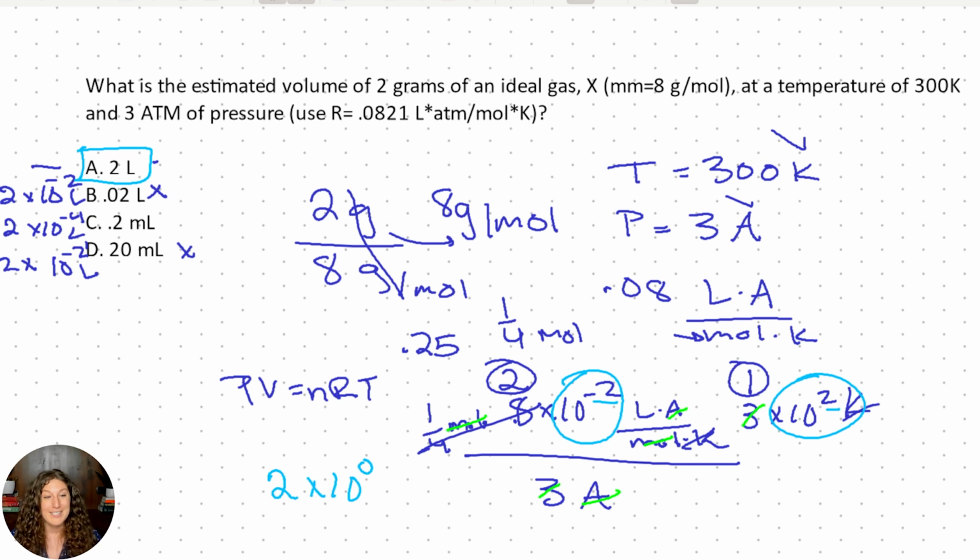If we were at STP, I give you full permission to use 22.4 liters per mole and then just multiply by the moles to get our numbers here. But we weren't there, so we had to use our full ideal gas law. All right, that's my final stipulation.